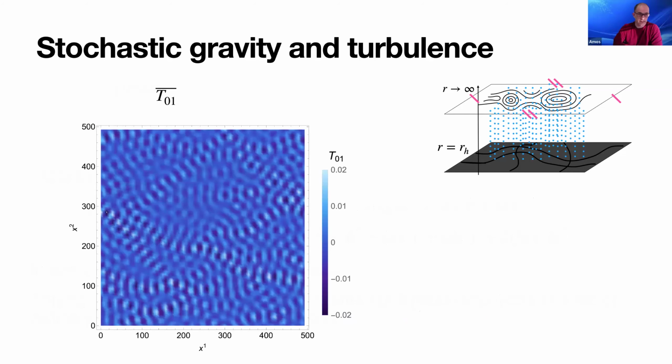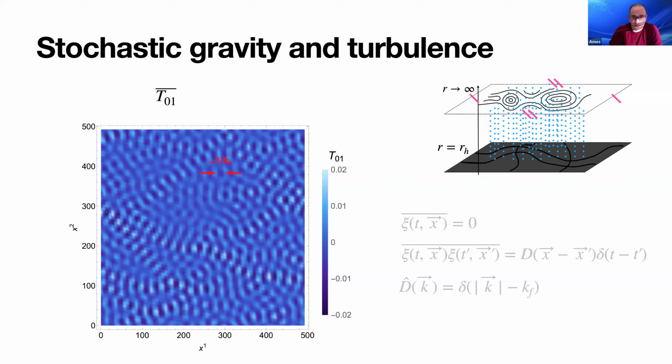Here is what the energy momentum tensor looks like. So what you're seeing here is the energy momentum tensor. This axis here is x2. This axis here is x1. It's the spatial coordinates. What you're really seeing is the driving. This scale here is 1 over the momentum scale associated with the driving force. The driving in this case is dominating the dynamics. So what we're seeing is the driving.